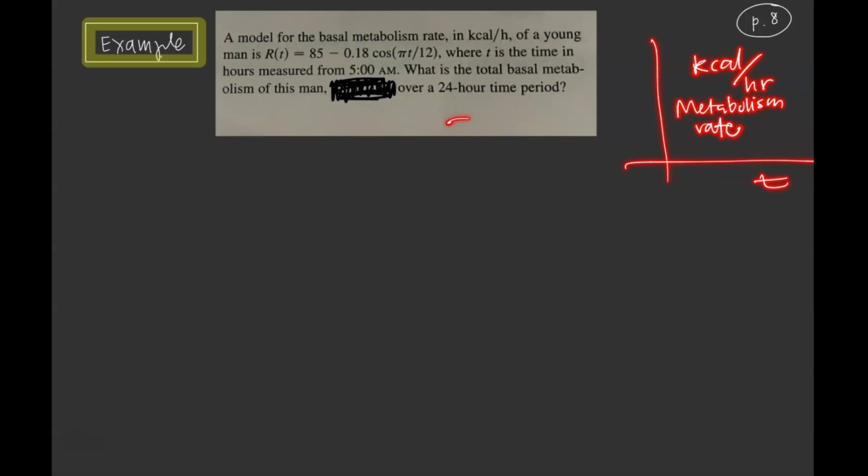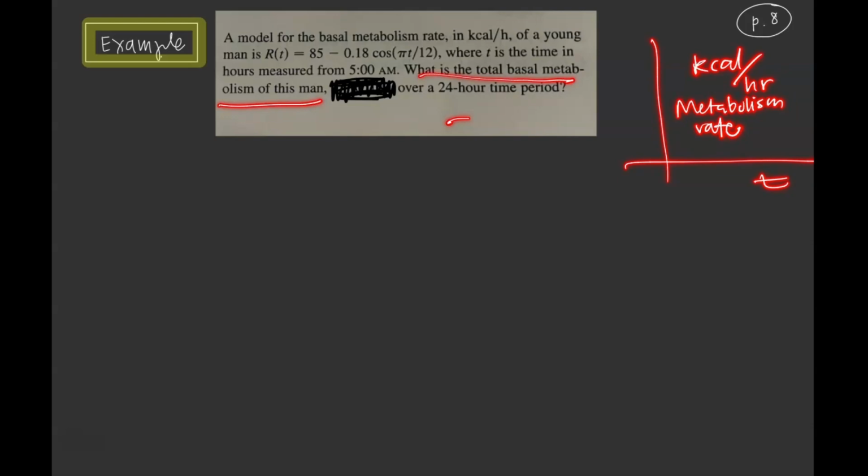And then we have this function. So this is the rate at which somebody is burning calories just by resting. For a young man, this will output the rate. When your function is a rate like this, so we have a function over time, and we're measuring in kilocalories per hour a metabolism rate. That's the vertical axis. And they're asking for what is the total basal metabolism of this man over 24 hours.